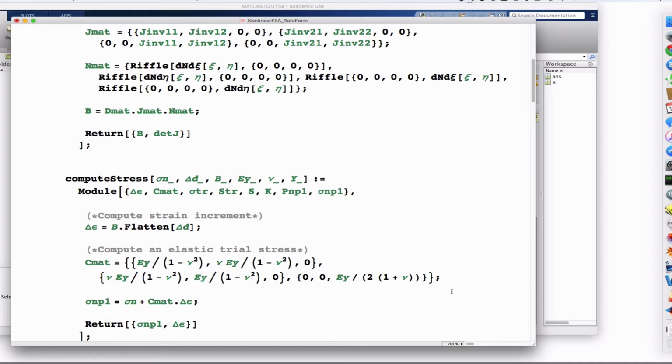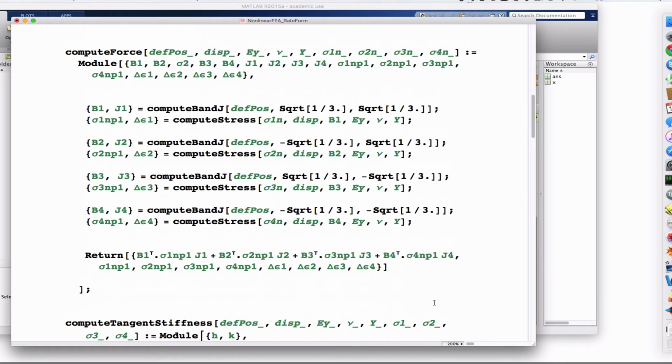It's not important, really. Okay, so then my new stress is my old stress plus my increment of stress, if you will. The increment of strain times the constants is the increment of stress. Right? So my new stress is my old stress plus the increment. And then I'm going to return the stress. Okay?